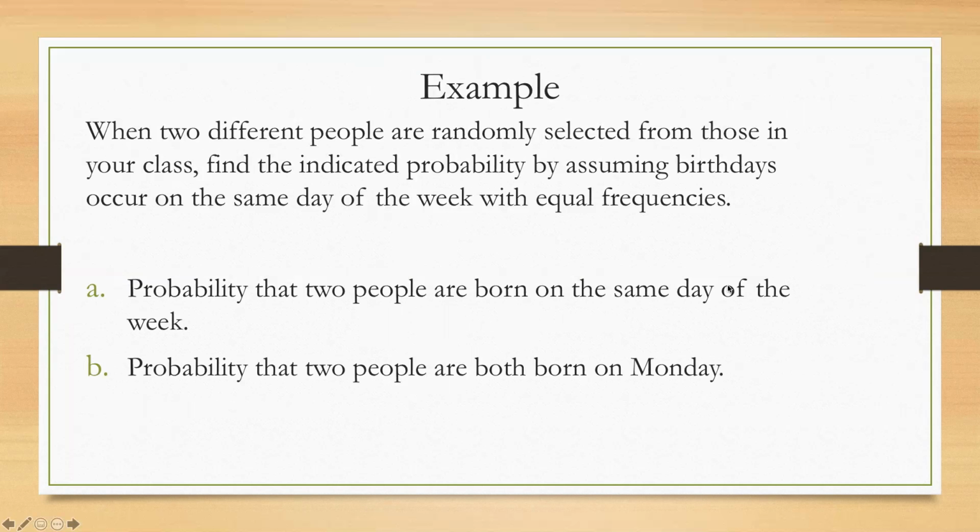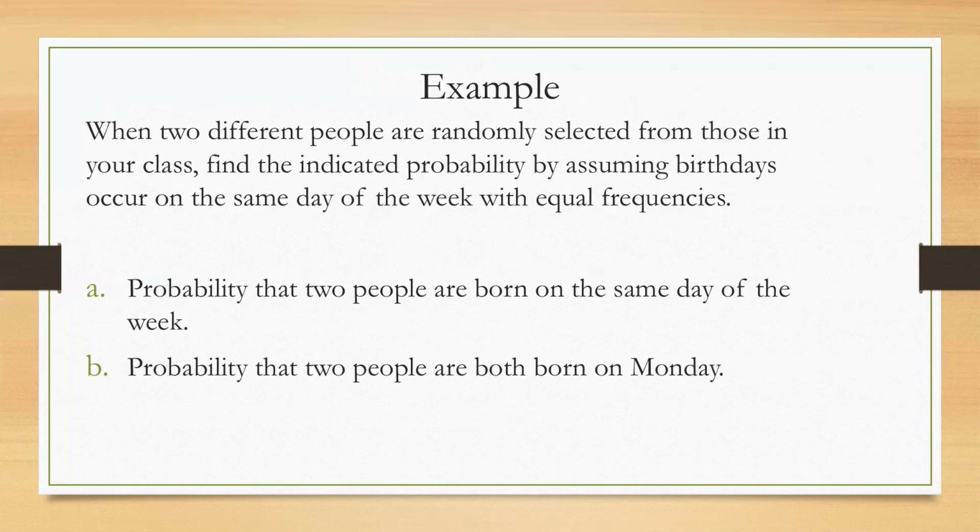Okay, here's another example. When 2 different people are randomly selected from those in your class, I wish we were in class right now, right? Find the indicated probability by assuming that birthdays occur on the same day of the week with equal frequencies. So we have 2 scenarios: the probability that 2 people are born on the same day of the week, and the probability that 2 people are both born on a Monday. These are different. They're asking 2 different things, right?